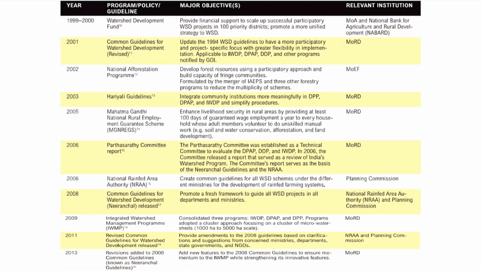Then 99-2000 Watershed Development Fund, 2001 Common Guideline for Watershed Development, 2002 National Afforestation Program, 2003 Hariyali Guideline, 2005 Mahatma Gandhi National Rural Employment Guarantee Scheme, 2006 Parthasarathi Committee Report, 2006 NRAA, that is National Rainfed Area Authority, 2008 Common Guideline for Watershed Development, Neeranchal release. Then 2009 Integrated Watershed Management Program, 2011 Revised Common Guideline for Watershed Development released, 2013 Revised Guideline to the 2008 Common Guideline, known as Neeranchal Guideline.